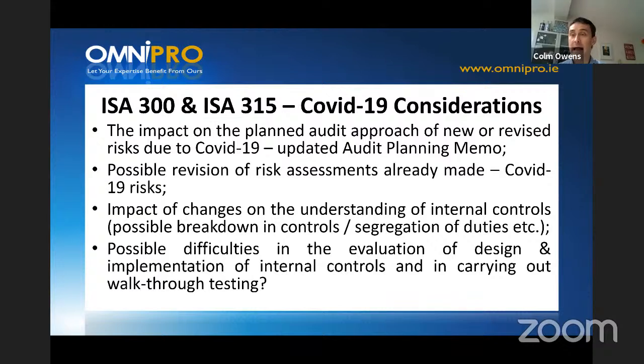Has your plan and memo caught up? And what we're seeing in the file reviews is they haven't. They put a little two-liner at the back of the file saying, we've assessed COVID-19. You're kind of going, that's not going to touch it.